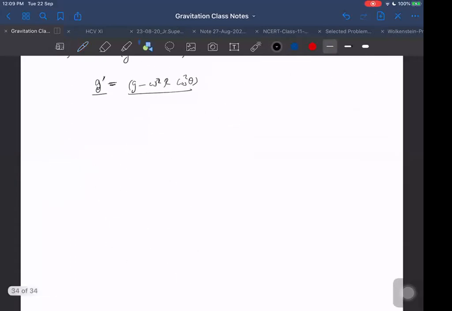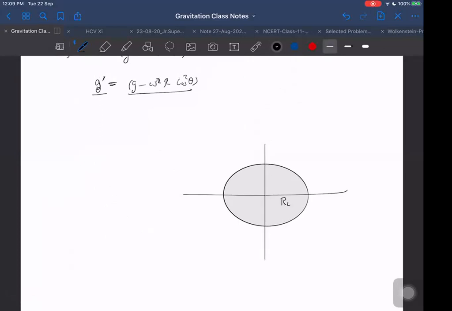Other than that, apparent gravity also depends on the fact that Earth is not actually spherical, but slightly elliptical. So the radius at the equator is RE and the radius at the pole is RP. RP is less than RE. As a result, the gravity at the pole will be slightly more than the gravity at the equator.